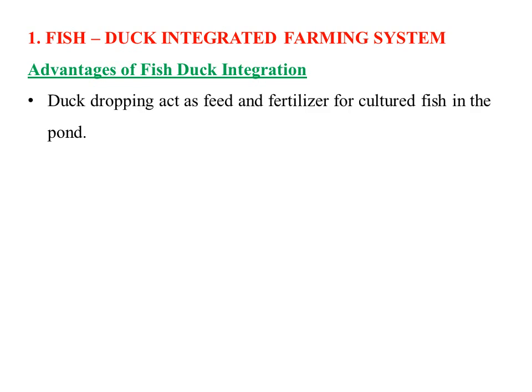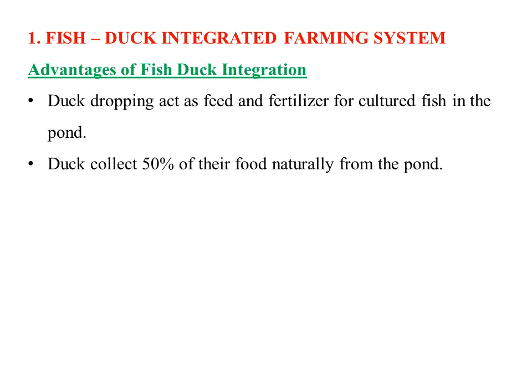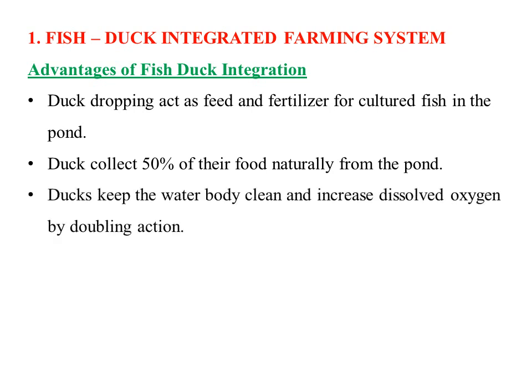First one is the fish and duck integrated farming system. There are various advantages in this type of system. The droppings of the duck as well as the feed become fertilizers and feed for the fishes which are cultured in the pond. The duck will collect 50% of their food naturally from the pond itself. So the feed cost is also reduced, and the ducks keep the water bodies clean as well as increase the dissolved oxygen level in the pond by their dabbling actions.